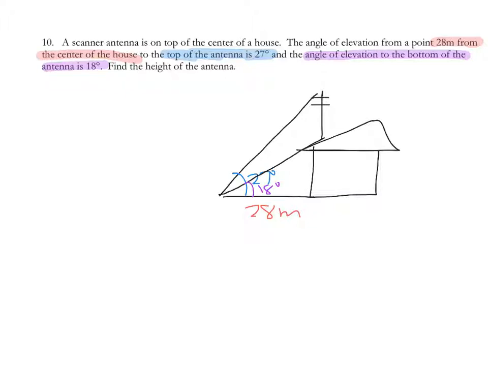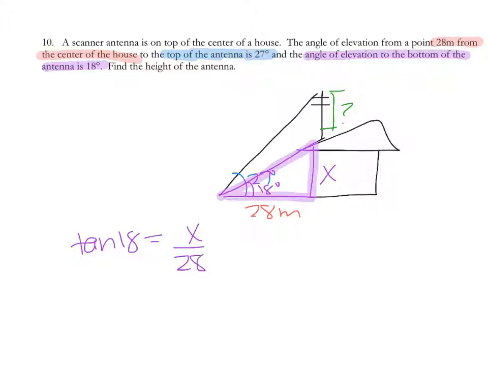So our goal is to find this here. But that's not part of a right triangle right now. We've got to look at the right triangles to help us out here. So I'm going to start with the smaller triangle, the one on the bottom here, and we're going to be able to find this missing side. I'll call it x, and that's going to be opposite and adjacent, so it's going to be tangent. Tangent 18 is equal to x over 28, times 28 on both sides. x is equal to 9.1.